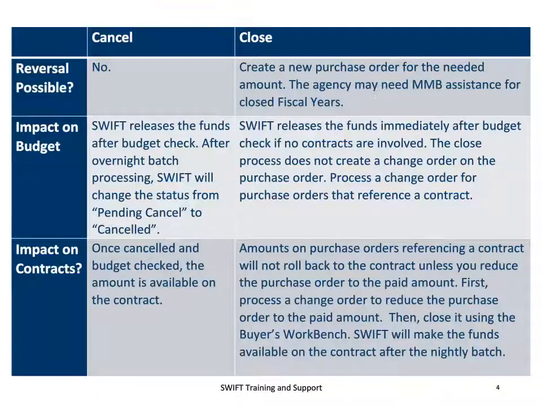Make sure you understand the implications of canceling and closing purchase orders and purchase order lines. Implications include whether a reversal is possible, the impact on the budget that the purchase order uses, and the impact on the contract that the purchase order references.